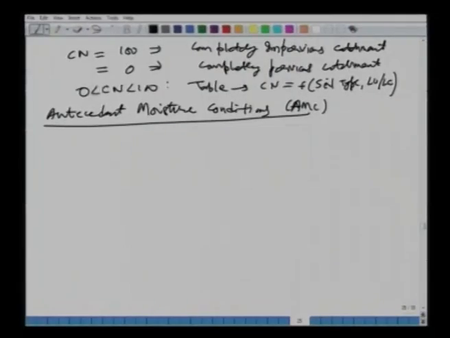So, what you can do is, depending upon what type of soil is there and what type of LULC conditions are there, you just read off from the table. You can just pick up the value of the curve number for the catchment.